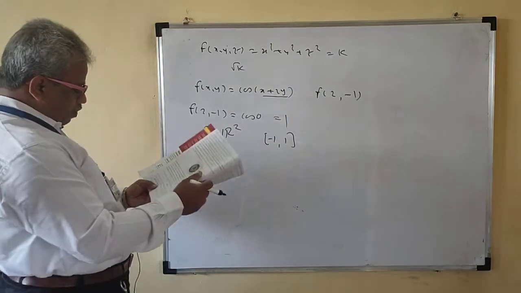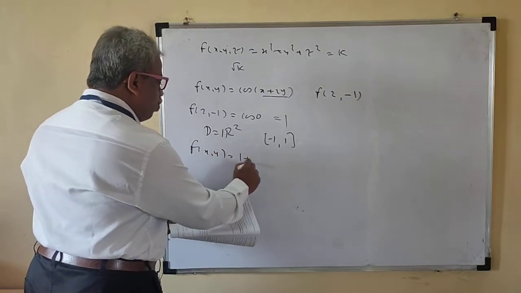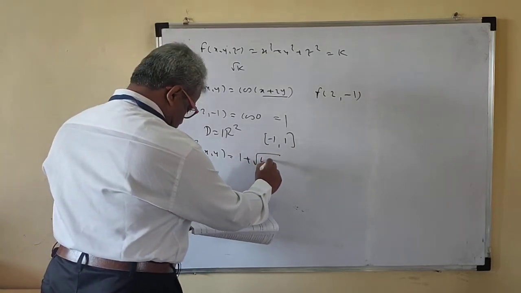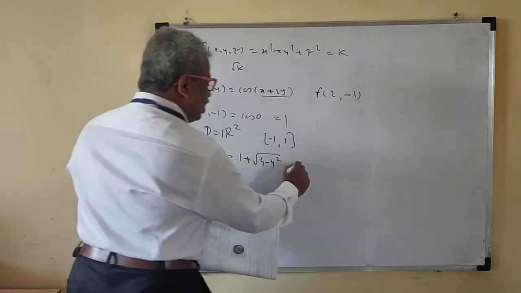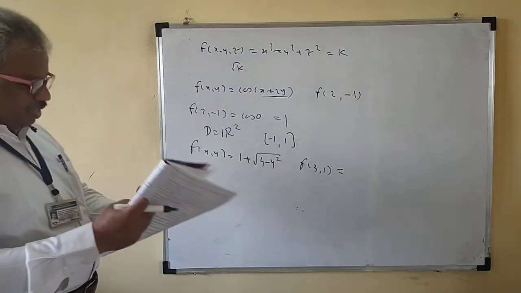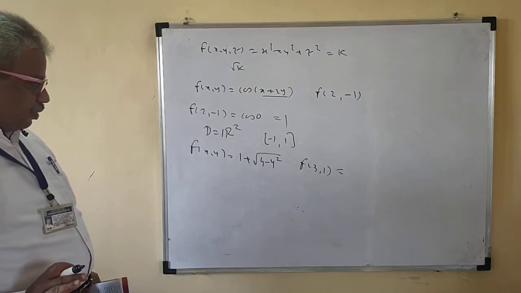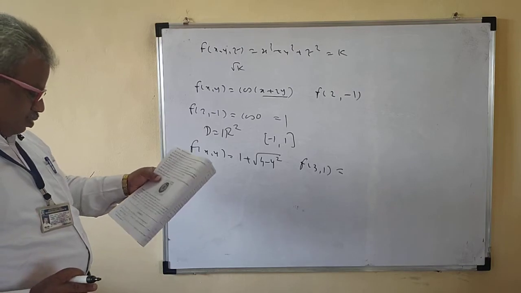Okay. So if f of x, y is equal to 1 plus root of 4 minus y square, what is f of 3, 1 now? We'll directly find f of 3, 1 and then we will find the domain and the range of this function. So f of 3, 1.